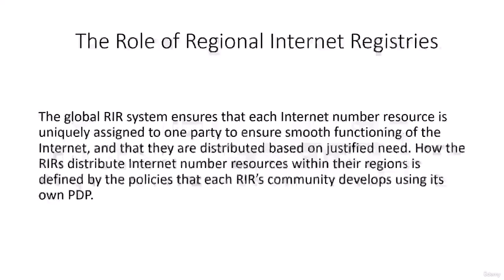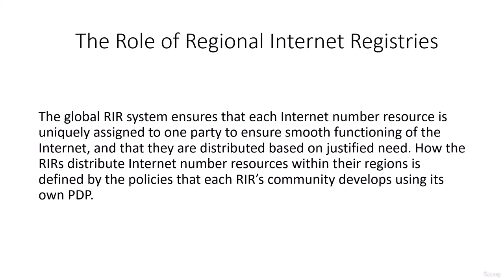Within their respective regions, RIRs provide services to administer, manage, distribute and register internet number resources, mainly to their members. The global RIR system ensures that each internet number resource is uniquely assigned to one party to ensure the smooth function of the internet, and that resources are distributed based on justified need. How RIRs distribute internet number resources within their regions is defined by the policies that each RIR's community develops using their own PDP.